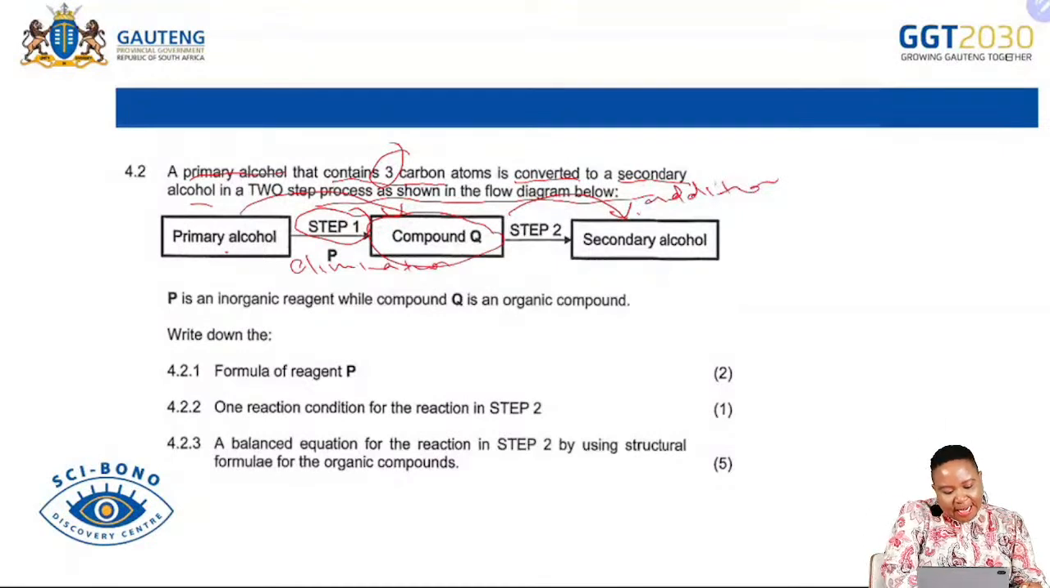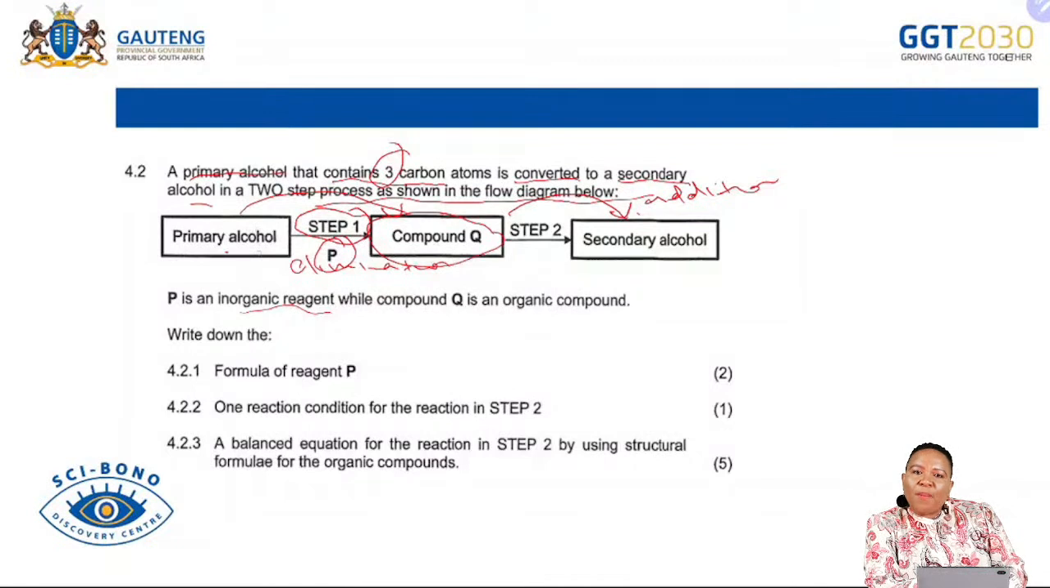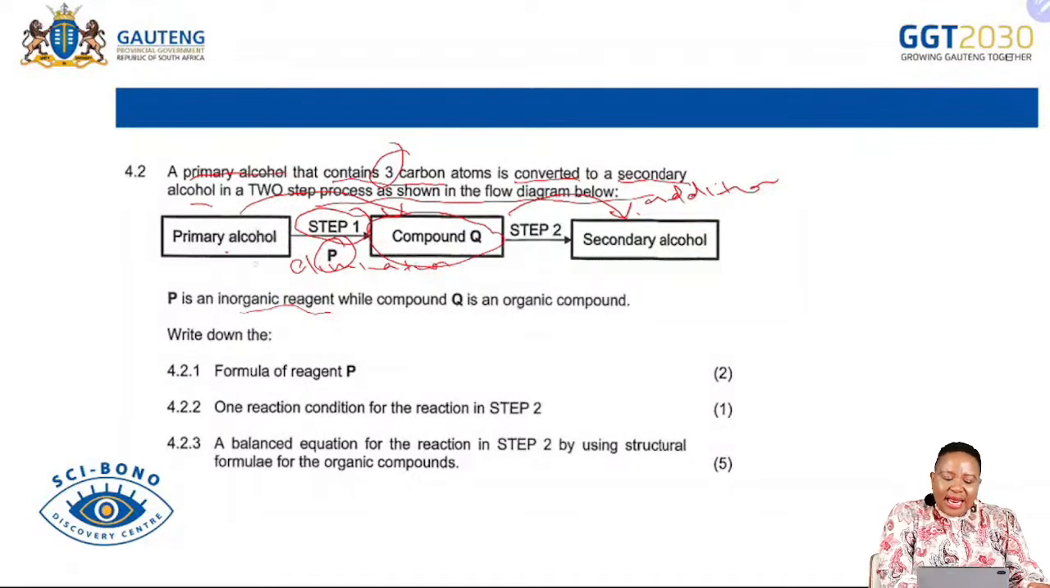So you need to know how to go from a primary alcohol to a secondary alcohol. P is an inorganic reactant, while Q is an organic compound. So the primary alcohol reacts with P in order to form Q. Now, what is the elimination reaction whereby an alcohol forms an alkene? We know that when we added water to an alkene, we formed an alcohol. So when we remove water from an alcohol, we are going to find an alkene.